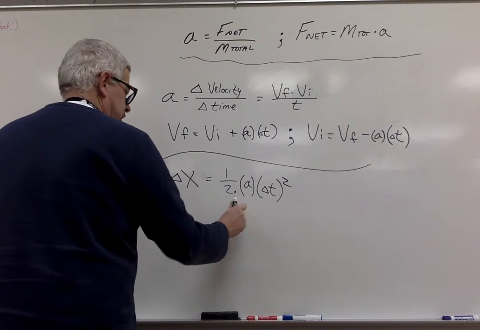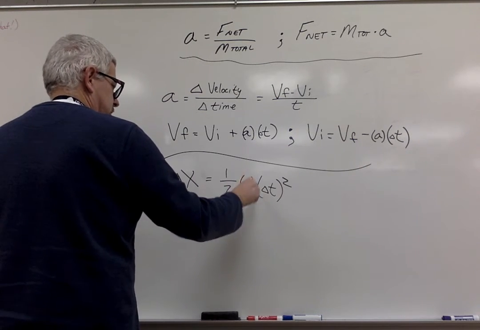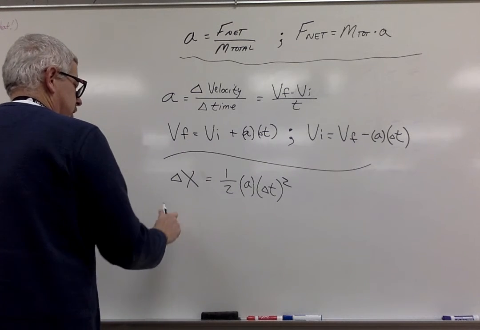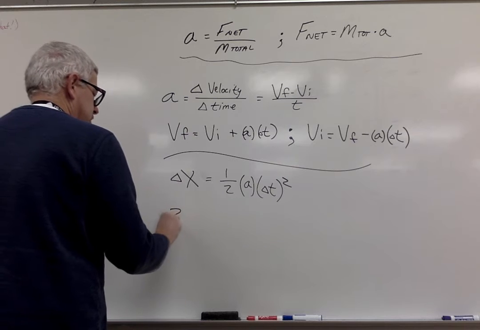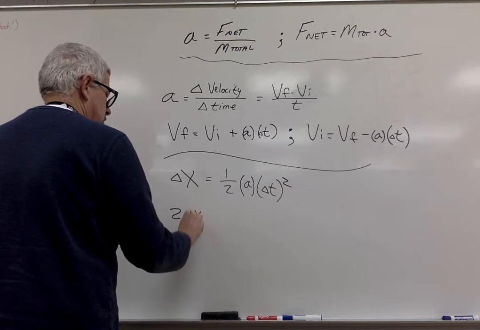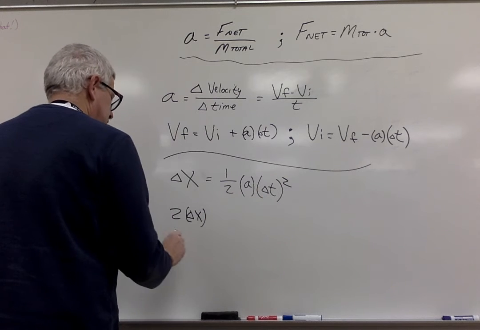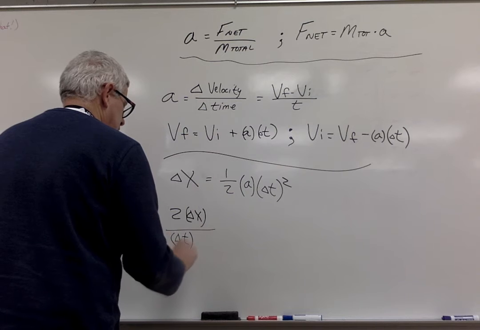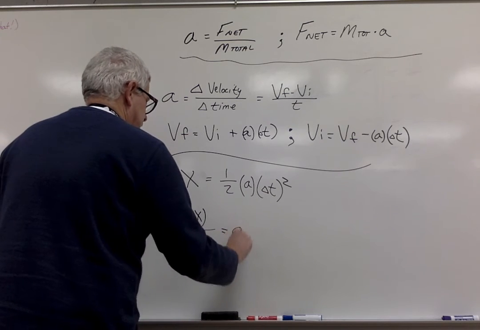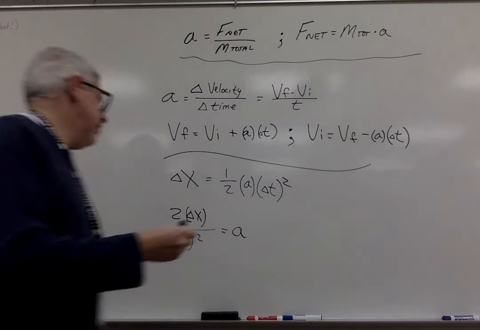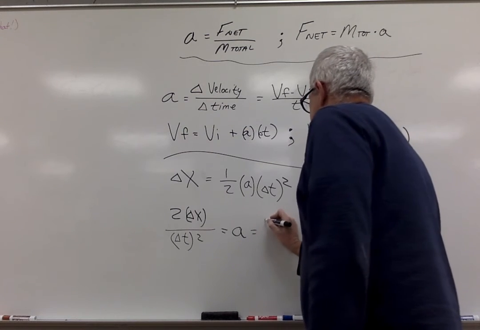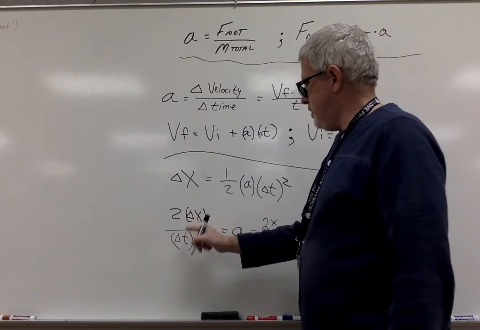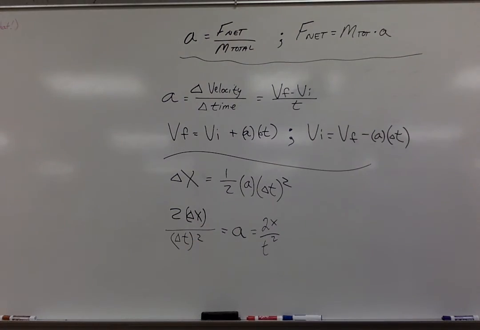A lot of times what we can think about is using this for acceleration or solving this. So if I want to get a all by itself, divide both sides by half. That's the same as multiplying this side by 2. Divide by t squared. And that would be the acceleration of the object. And you might just see that as 2x over t squared. We'll sometimes get lazy with putting that delta symbol in there, noting that it's an interval.